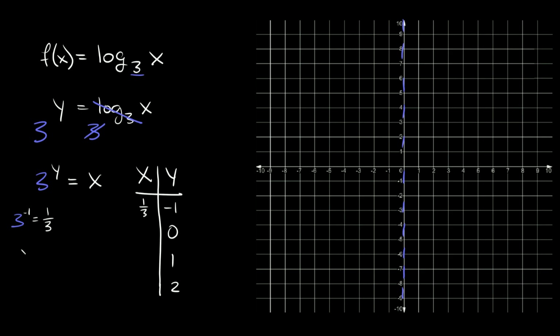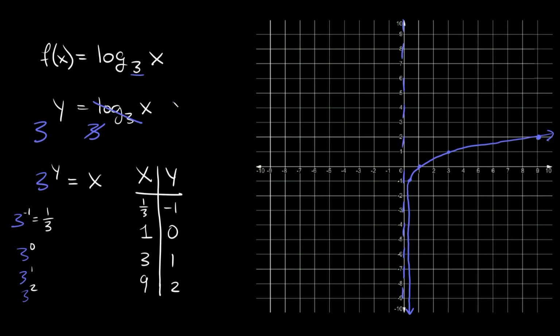Now if we plug in a 0, we'll get 3 raised to the 0. Anything raised to the 0 power is just equal to 1, so then we'll get 1 right here. Plug in 1, so we get 3 to the first power, which is just equal to 3. And then if we plug in a 2, we'll get 3 squared, which is equal to 9. Okay, so now if we plot our points, we're going to get (1/3, -1) is about here, (1, 0), (3, 1), and (9, 2). Then we'll just connect the dots, and I'll clean this up a little bit. All right, so there's our graph.